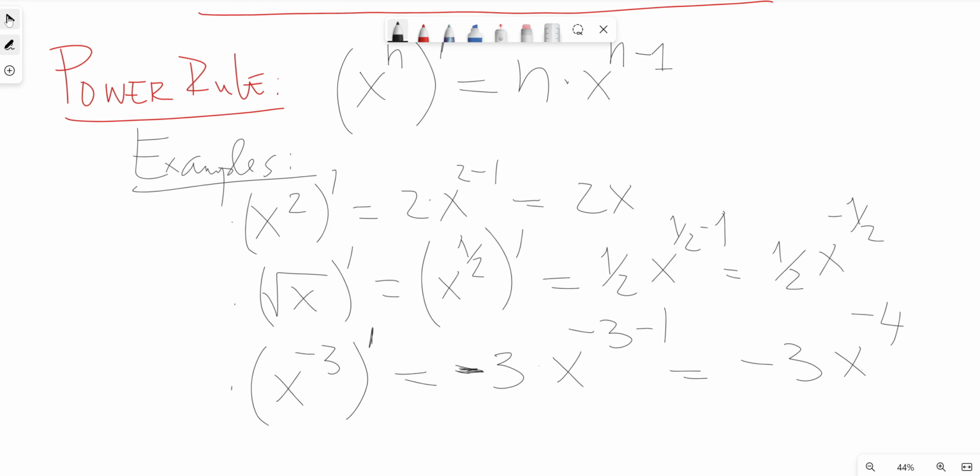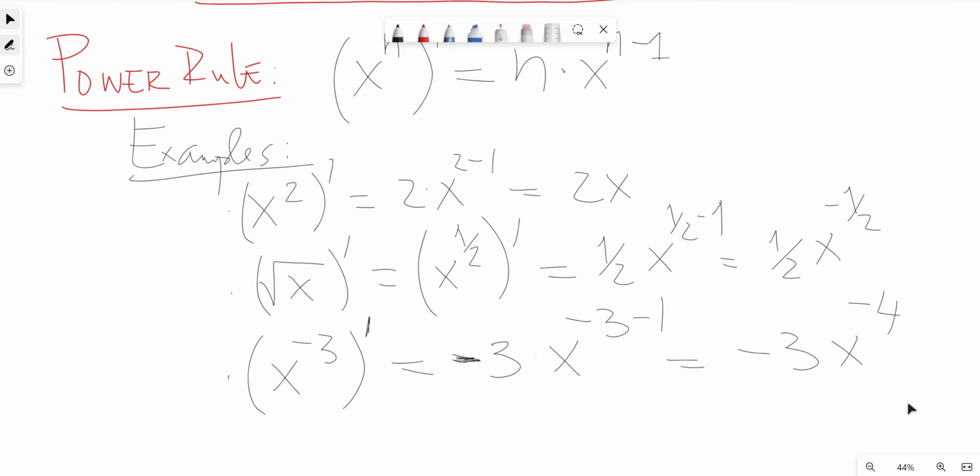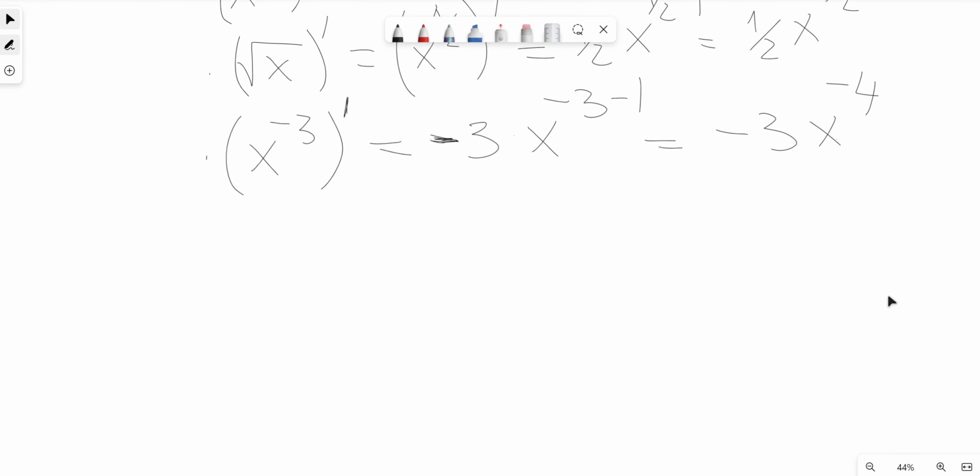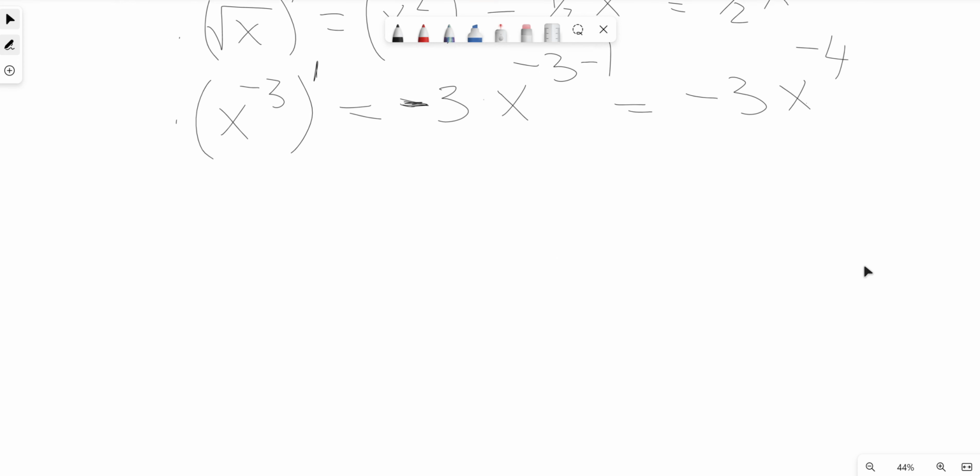The next rule I like to go over is the addition and multiplication rule. So the addition, or we could call it sum slash difference rule. Same idea pretty much. So this sum difference rule.